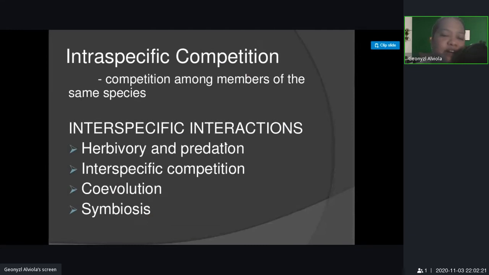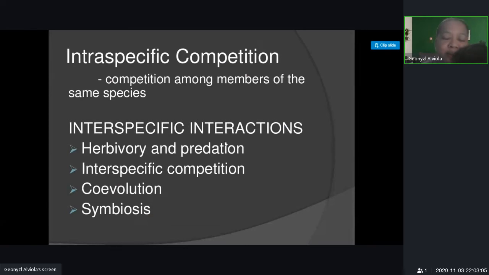So in the environment, we also have different interactions. We have two major interactions: the intraspecific and the interspecific interactions. We have the intra and the inter. So intraspecific is competition among members of the same species. So remember, if we have an interaction of the same species, that is intra. If we have an interaction of different species in a community, that is inter.